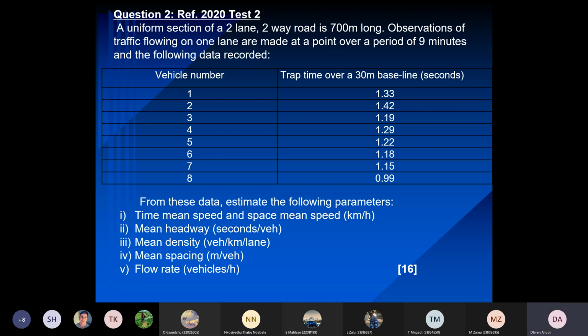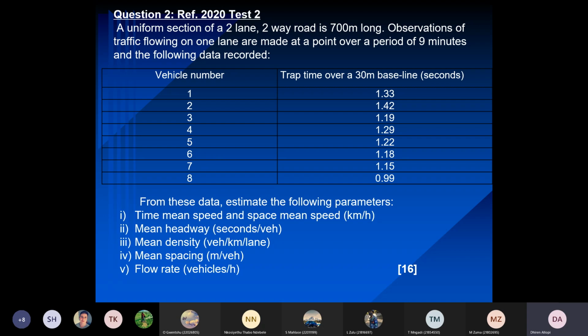So the values here are in seconds. Similar to the previous example we looked at, just a few values have been changed. And once again, from the data given to you, you are required to estimate the time mean speed and space mean speed in kilometers per hour, mean headway in seconds per vehicle, mean density in vehicles per kilometer per lane, the mean spacing in meters per vehicle, and then finally the flow rate in vehicles per hour.